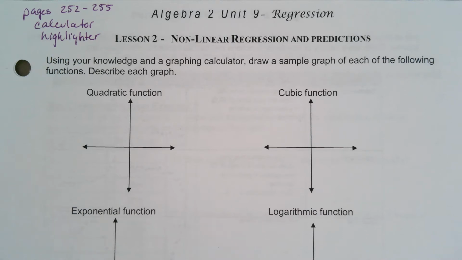Today's video is lesson 2 of Unit 9. We'll be covering pages 252 to 255. You want to have your calculator and a highlighter. I'm also going to use 2 different colored pens sometimes.